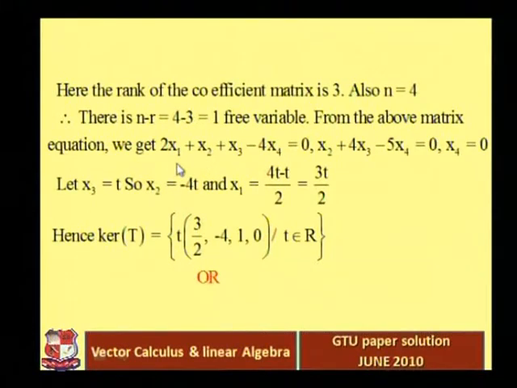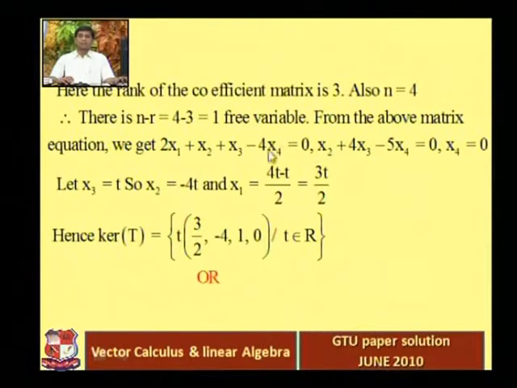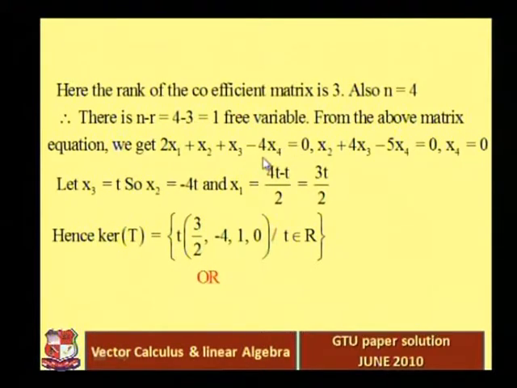2x, so that's why you will get x1. What is x1? x4 is already 0 now, right? x4 is already 0 now, so x1 is equal to minus x3 minus x2. So x1 is equal to minus x3, that is minus t, minus x2, that is 4t. So 4t minus t divided by 2, that is equal to 3t divided by 2.